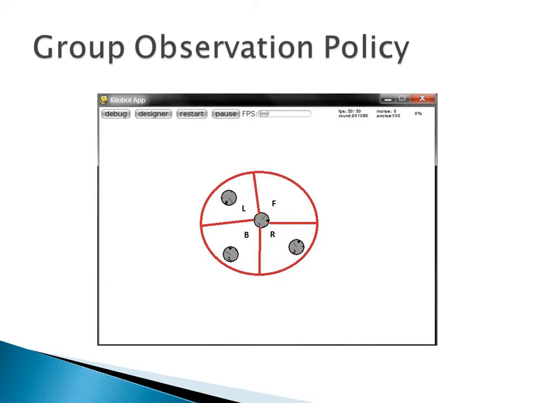The observation policy had robots observe the total count of robots in front, left, right, and behind them. Then the robot would move in the direction that had the least density, while there was at least still one robot that it could detect in range to keep it connected.